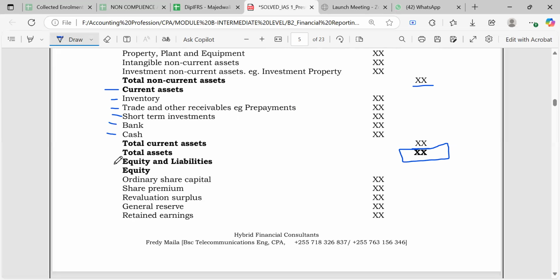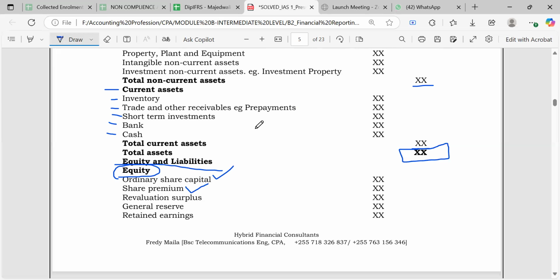Then you go to equity and liabilities, right? So we start with your equity here. Like I told you, the examples of equity could have the ordinary share capital. You could have the share premium. Share premium usually comes from share capital, right?